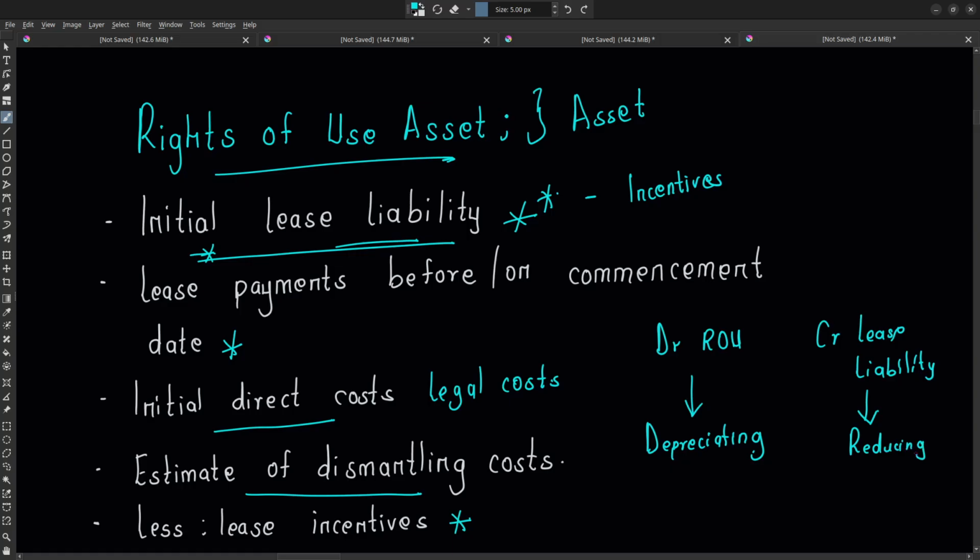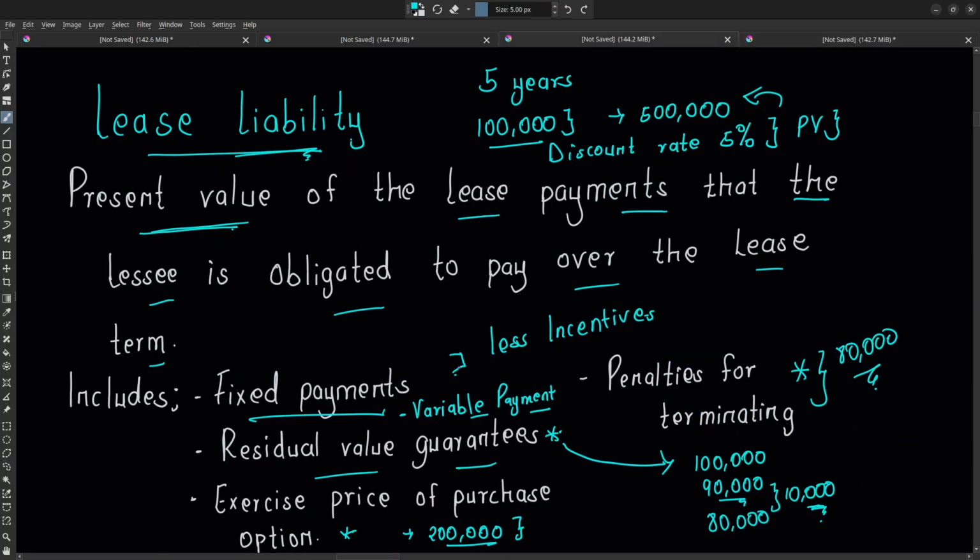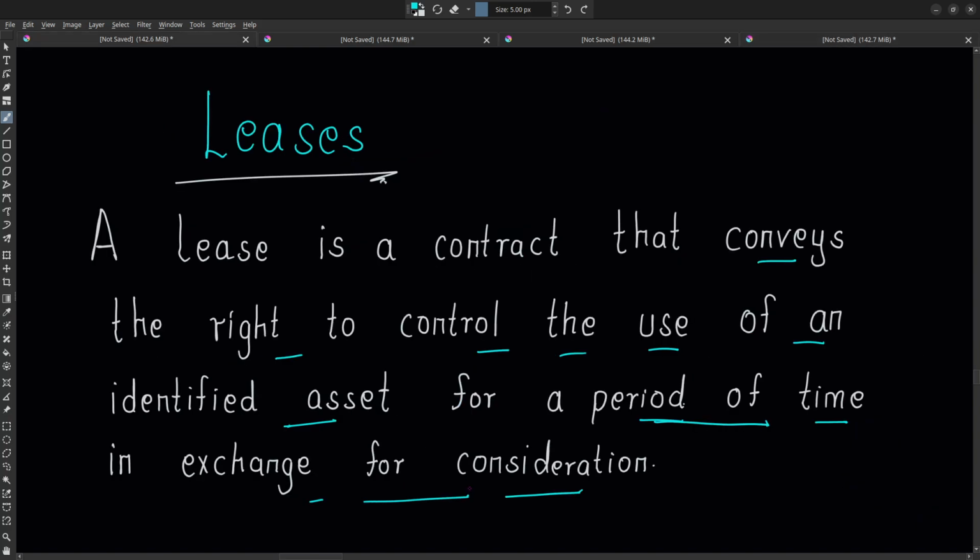You will also need to recognize the interest, because you are discounting because of the time value of money. You need to recognize the interest expense. So you'll be recognizing the interest expense as you pay. You will be adding it to the lease liability, and then you also reduce that lease liability when you pay your annual payments, for example. Okay, so we will do an example in our next section to better understand how this works.